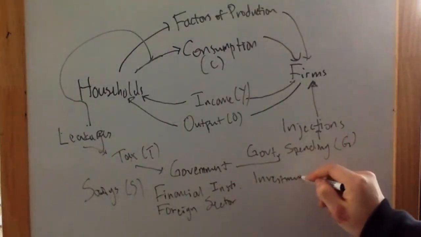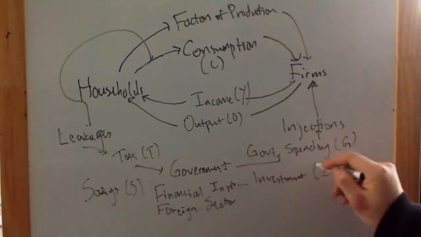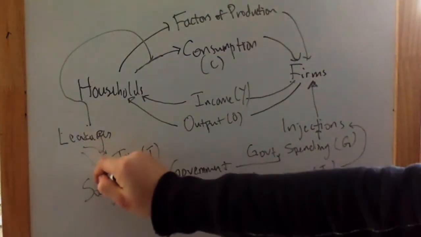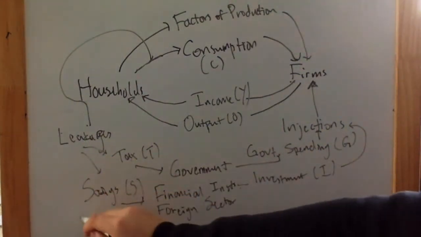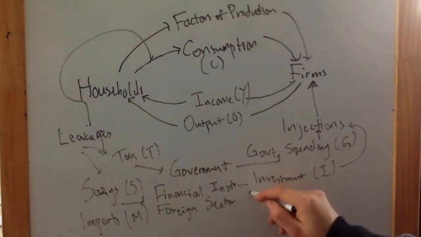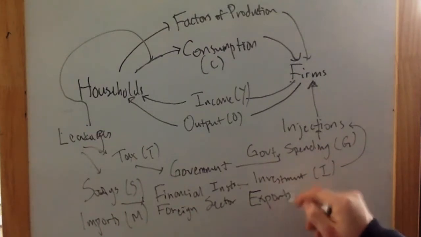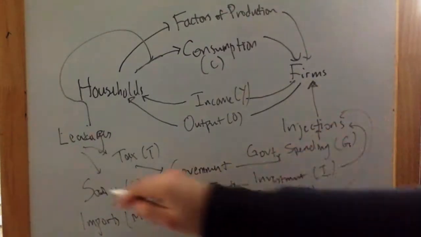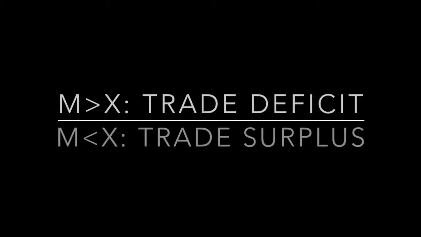An important point to note here is that taxes don't necessarily equal government spending. If T is greater than G, then the government is running a budget surplus. If T is less than G, then we've got a budget deficit. Same goes for savings and investment and imports and exports. If M is greater than X, then we've got a trade deficit. If M is less than X, then there is a trade surplus.